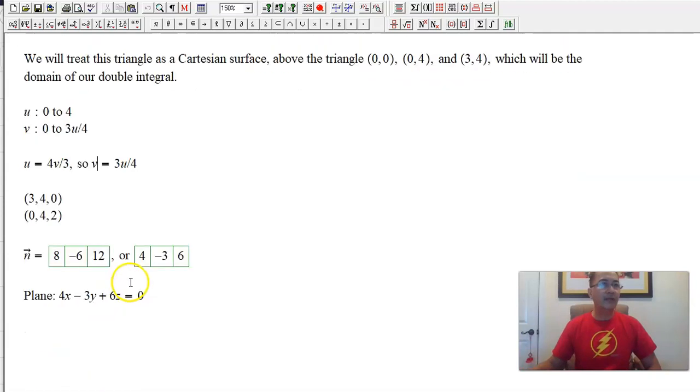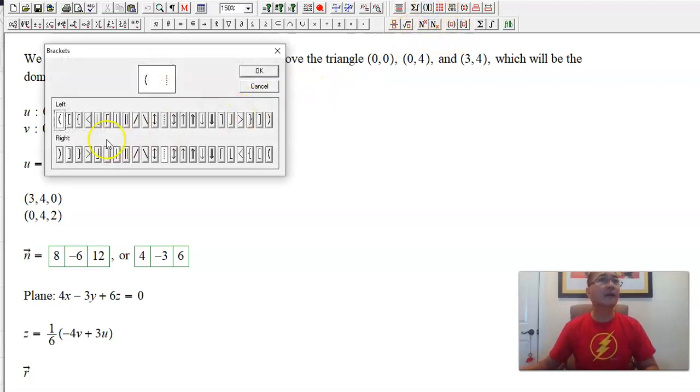All right, so we have this plane, and we said we need to solve for z. So z is 1/6 of, what are we going to get? Negative 4x, where the x is the v, and plus 3y, where the y is the u. So that is our z. And so therefore we have r of uv.